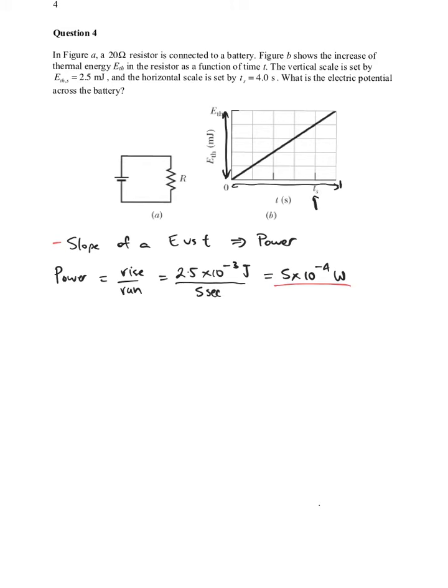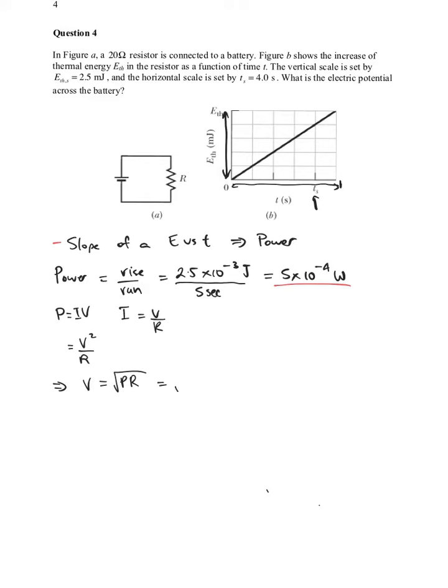We've got the old P equals IV, and we also have I equals V on R from Ohm's law. We can then say that P equals V squared on R. And we want to find V, so we need to rearrange that equation, and we get V equals the square root of P times R. That's going to give us our voltage, or the potential difference across the resistor.